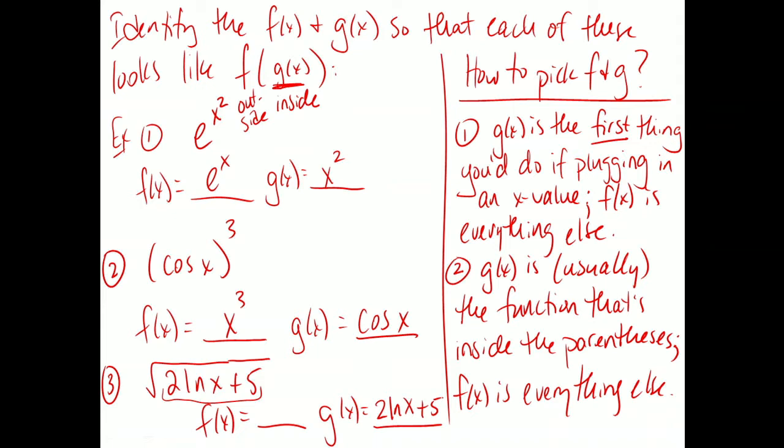So if I just said ln of x is g, then I say, okay, so what am I plugging g into? Well, I've kind of neglected the 2 and the 5 if I just take ln of x. So I can grab all of that stuff. Why? Because all of that stuff, 2 ln of x plus 5, that whole expression, is what's being plugged into the square root function.